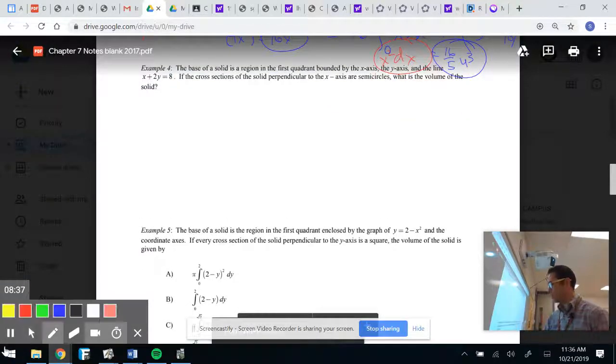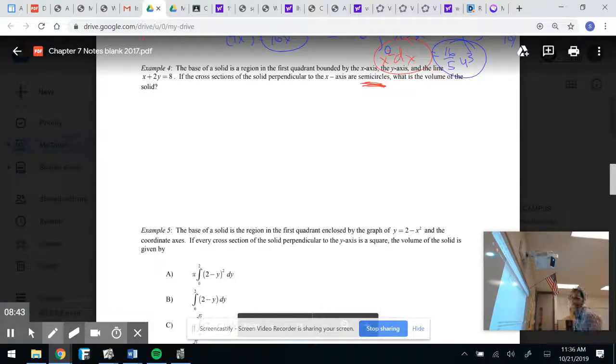So here we go. Let's go to example 4. Uh-oh, red flag. We always mess up this semicircle guy, okay? The base of a solid in the first quadrant again. We're bounded by the x-axis, the y-axis, and the line. So do me a favor. Hit that pause button. See if you can get this guy graphed on your own, okay? And then unpause it, and we'll see if we have the same answers.